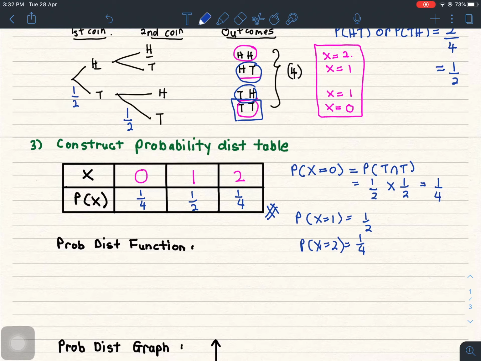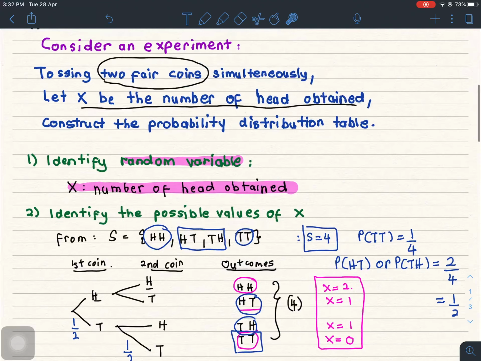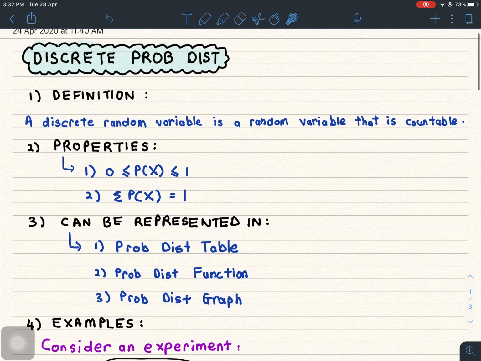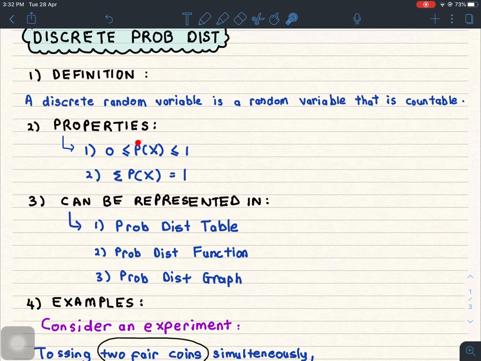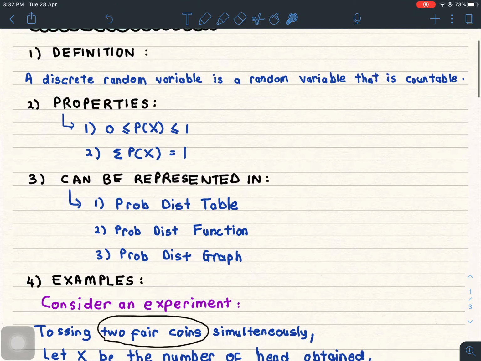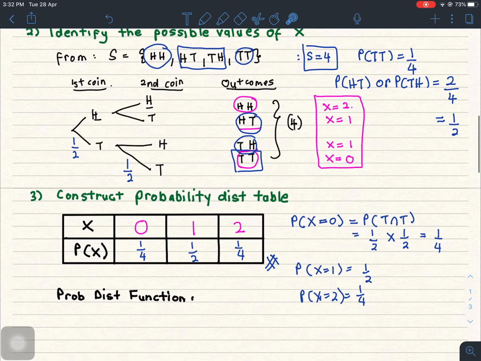Okay. Now, how do you know whether your probability distribution table is correct or not? So, now go back to your properties. It says that the probability of X should be between 0 and 1, and the total P(X) is equivalent to 1. Now check the 2 properties. Are these probabilities between 0 and 1? So this one checks correct. Now the probability when X equivalent to 1 is half, which is between 0 and 1. 1 over 4 is also between 0 and 1.